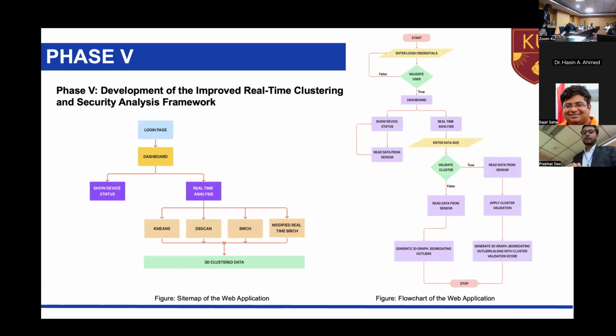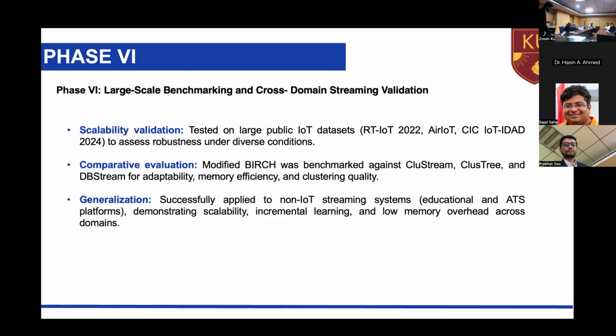So it's a flowchart where you can see, starting from the typical applications that we have, from the login panel to the dashboard, where we validate the user, and based on the validation we give the user the option to choose how exactly they want to analyze the data. And we have also kept all those algorithms like k-means, DBSCAN, BIRCH, and the modified real-time BIRCH, such that they can perform a comparative analysis among all the algorithms to find the most suitable ones.